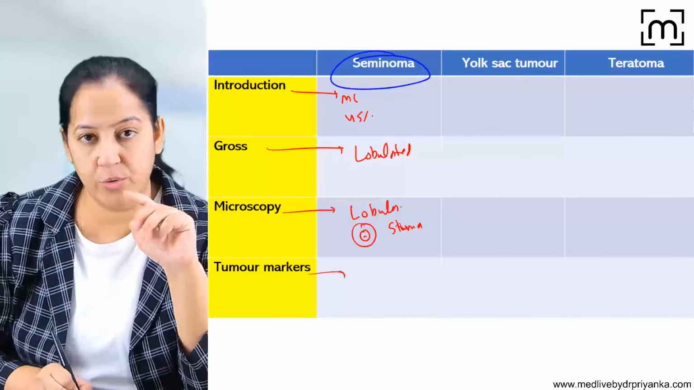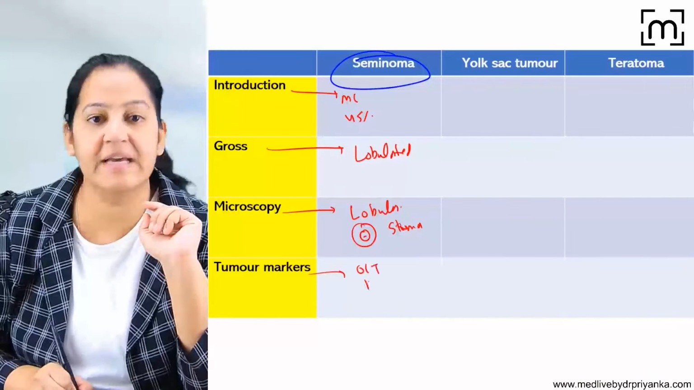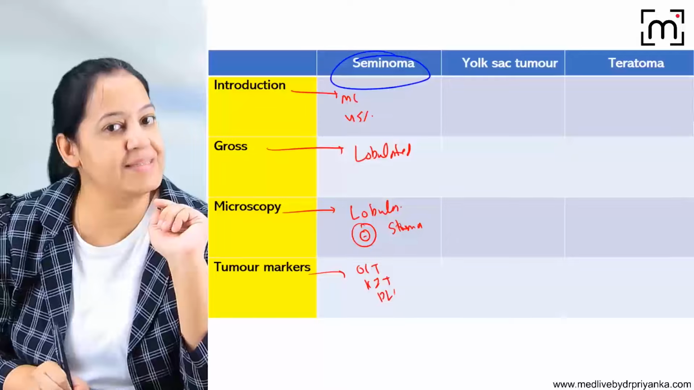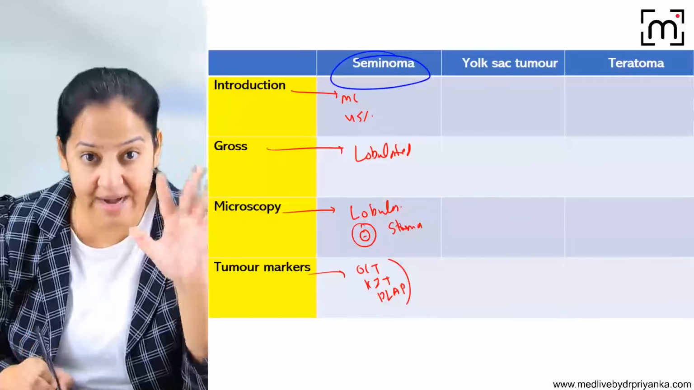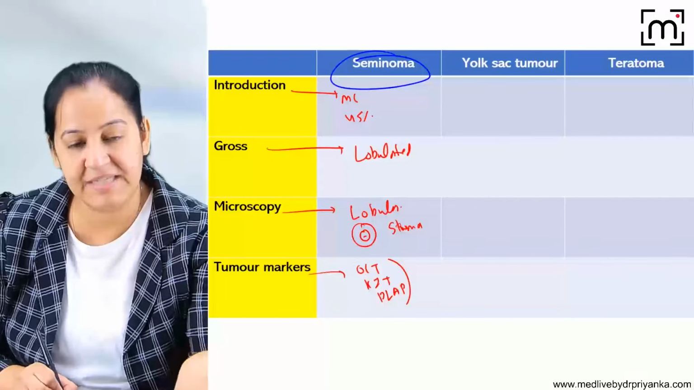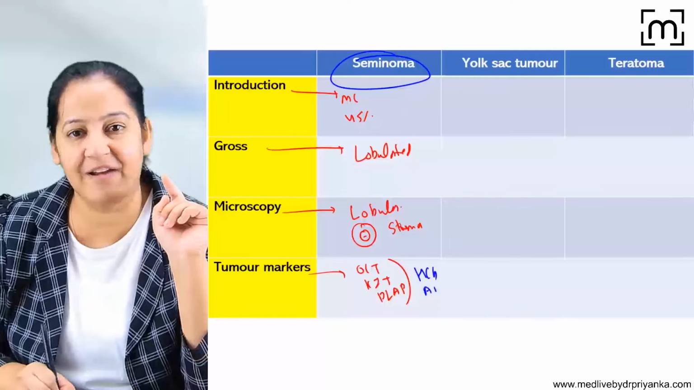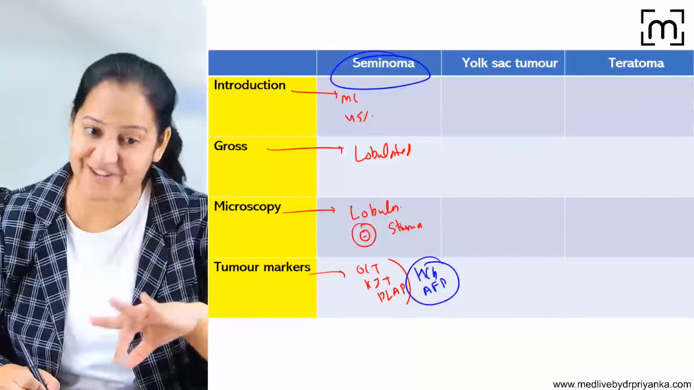Tumor markers, I told you, 3 tumor markers. OCT is elevated, KIT is elevated, and PLAP, placental alkaline phosphatase, is elevated. These 3 are elevated, but you have to write that beta-HCG and AFP, alpha-fetoprotein, are normal. You have to write the negative finding also.